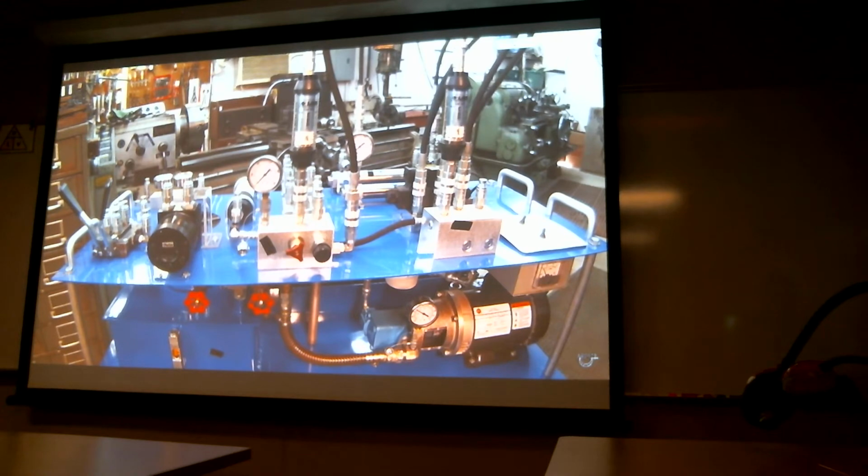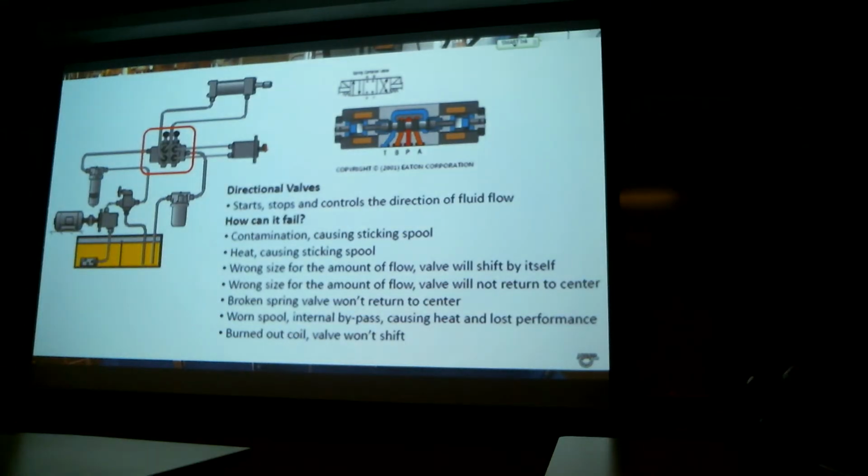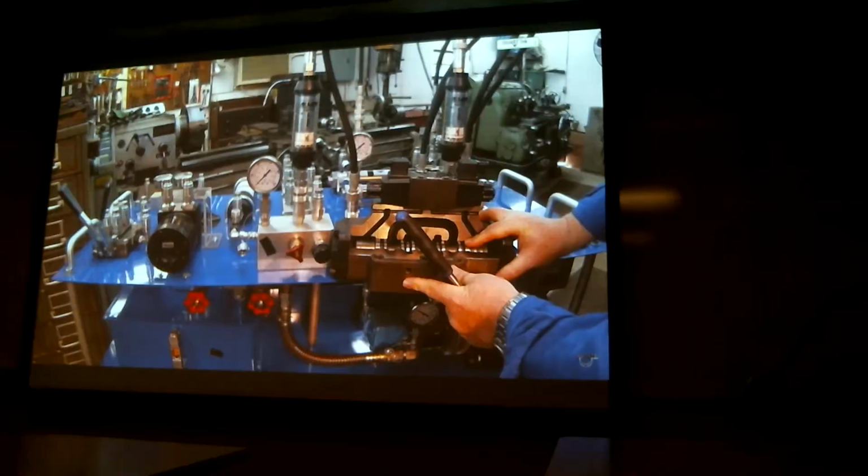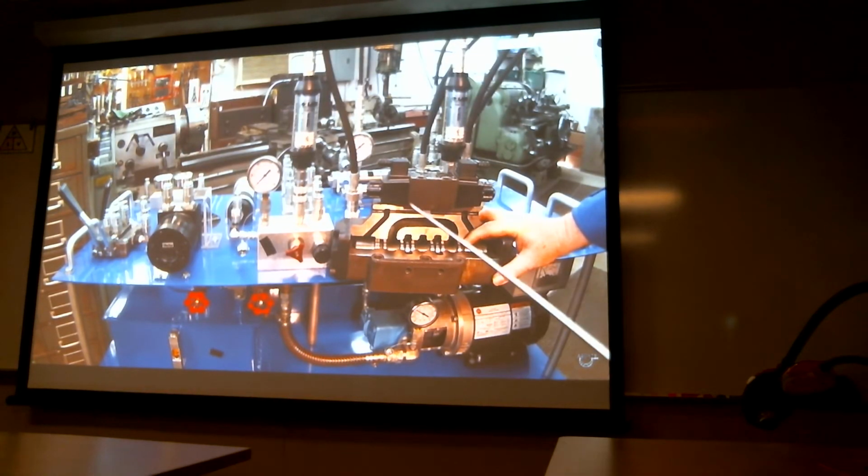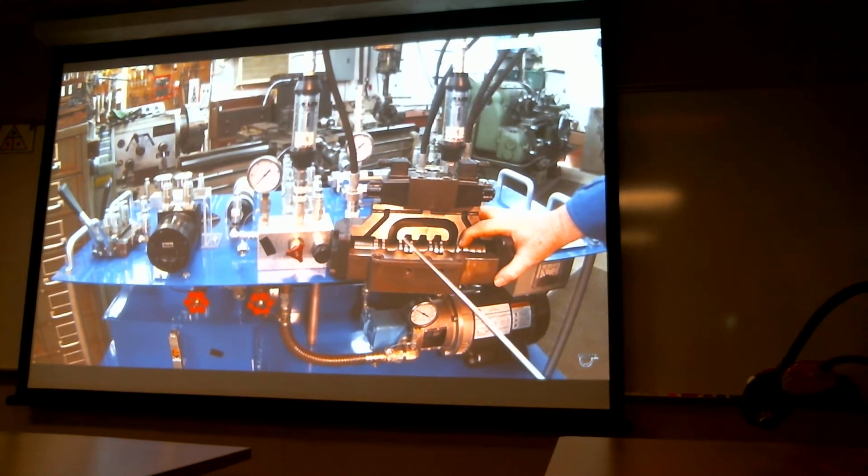The next component we talked about is your directional valve. Okay? Your directional valve. Here's a nice little demonstration of how a directional valve works. You energize the coil on either end of this spool, and it has a push pin that pushes the spool over to the left or to the right. And as I mentioned earlier, here's your pressure port, here's your A port, your B port, and then your tank ports are on either end right here and here.